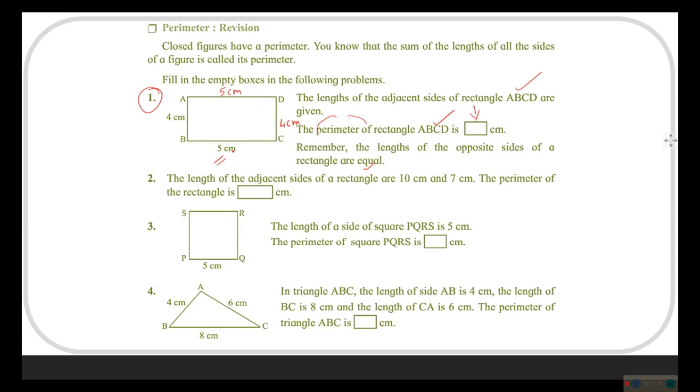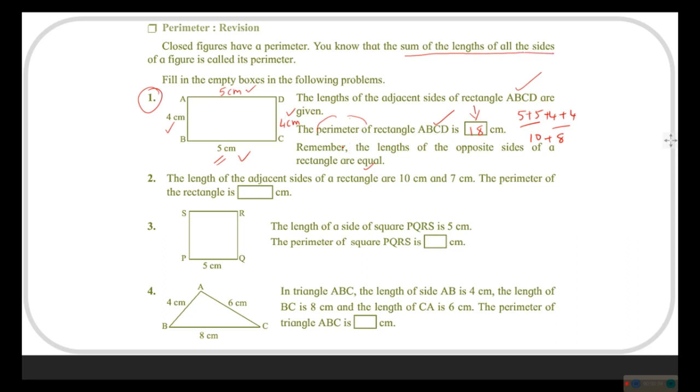Here there are 2 times 5 and 2 times 4. I can say 2 times 5 means 5 plus 5 plus 4 plus 4. 2 times 5 is 10, 2 times 4 is 8. Correct? 10 plus 8, 18 centimeter. Or 5 plus 4, 9 plus 5, 14 plus 4, 18. Anyway, we are trying to find the sum of the lengths of all sides of the given figure.